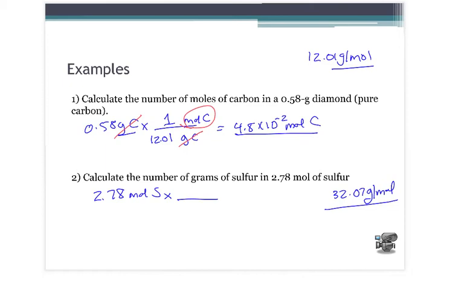Here, since moles is on the top, we're going to put moles of sulfur on the bottom and grams on the top. For every 1 mole of sulfur, we have 32.07 grams. So our moles cancel out, and we're left with grams of sulfur. This gives us 89.2 grams of sulfur. Again, this number makes sense; to have that many grams of something makes sense.